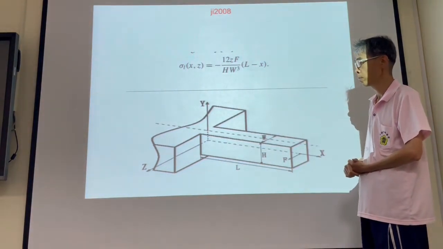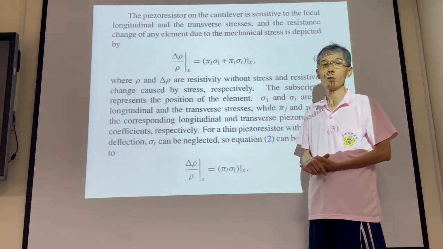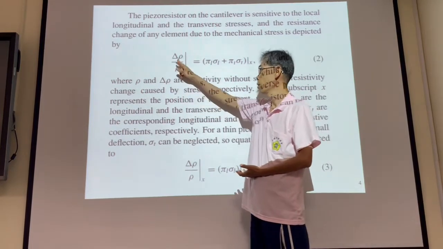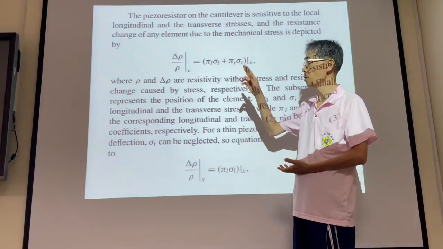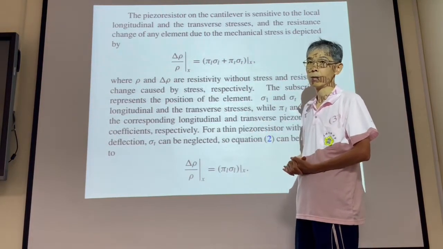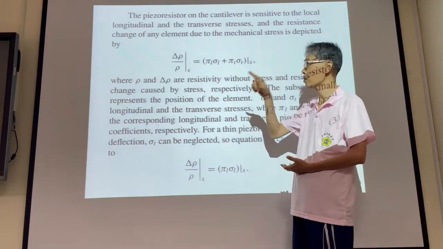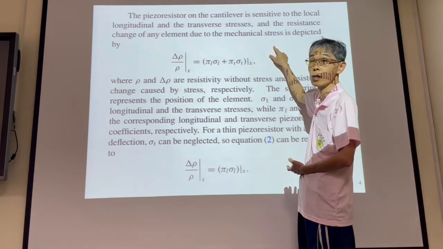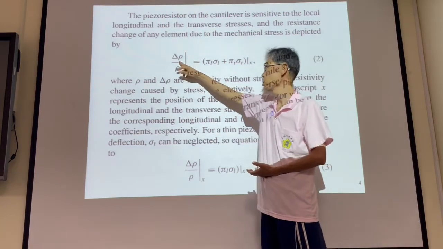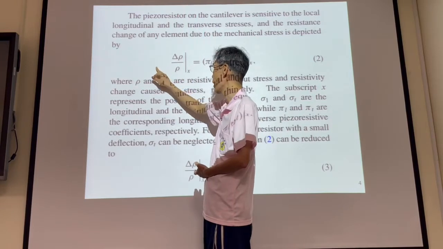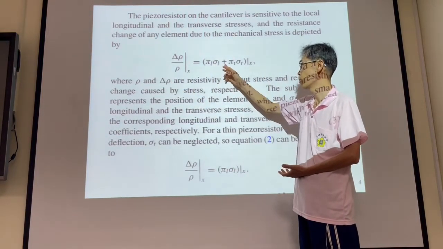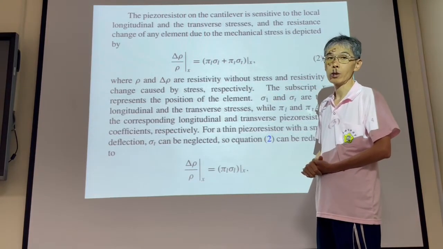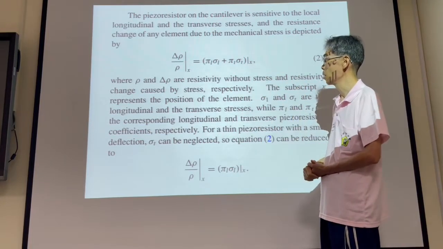Okay, next page. Then we put piezoresistor, polysilicon. So this is the equation for piezoresistor. Rho is the resistivity. So delta rho divided by rho is the same as delta R divided by R, because resistance R equal to rho L divided by A. A is cross-sectional area, L is the length, polysilicon, the polyresistor. So delta rho divided by rho is the same as delta R divided by R. And this is the equation, pi L sigma L plus pi T sigma T. So L is the direction of the piezoresistor, length direction. T is the transverse direction, perpendicular to the length direction. And X is the coordinate.